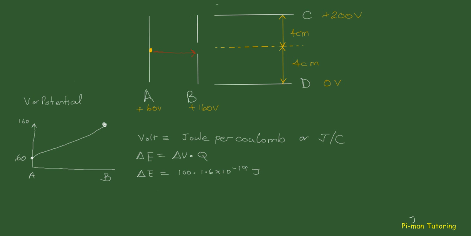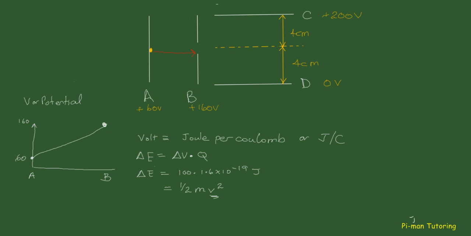Now this electron is moving from a positive 60 volt potential to a positive 160 volt potential. So it's going to be attracted to plate B and therefore is going to be accelerated and will gain kinetic energy. And basically we can say that the energy gained by the electron is equal to its increase in kinetic energy. And we know that kinetic energy can be written as 1/2 mv squared. And so this enables us to determine the value of v, the velocity, when we reach plate B.